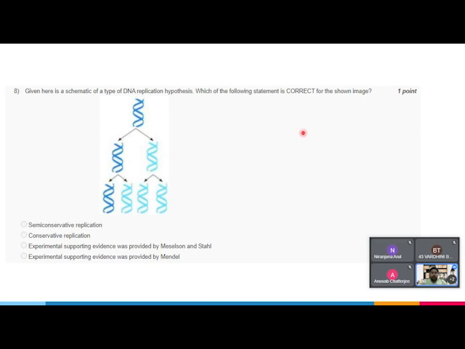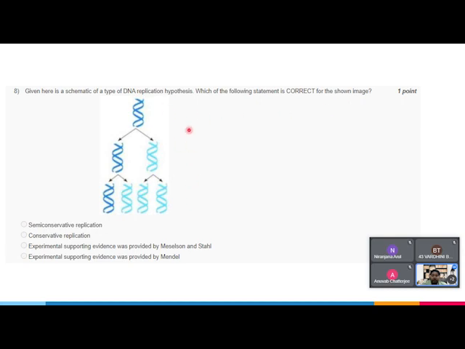So we move on to some classic examples of genetic experiments. So here is one of the examples. Given here is a schematic of a type of DNA replication hypothesis. Which of the following statements is correct for the shown image?